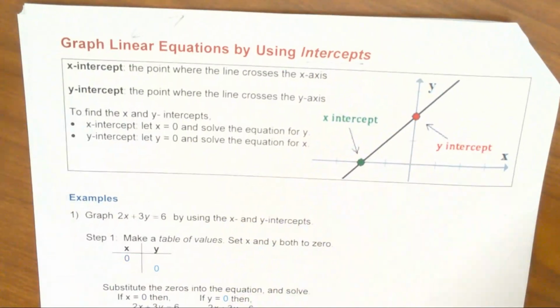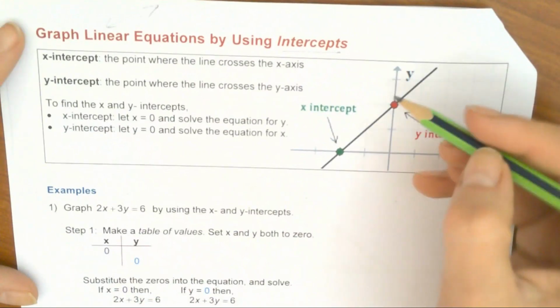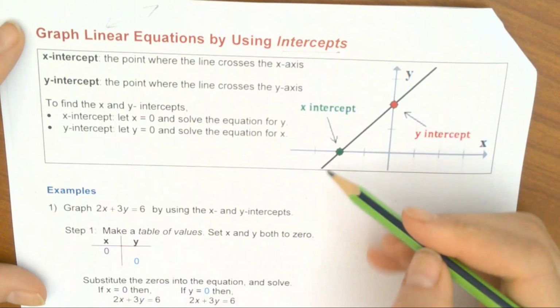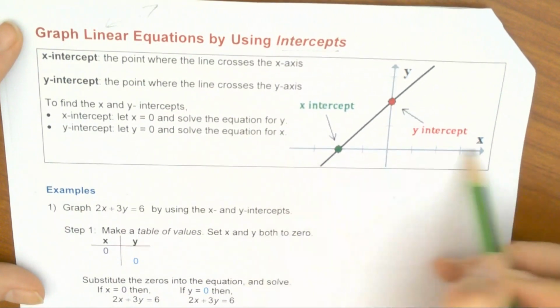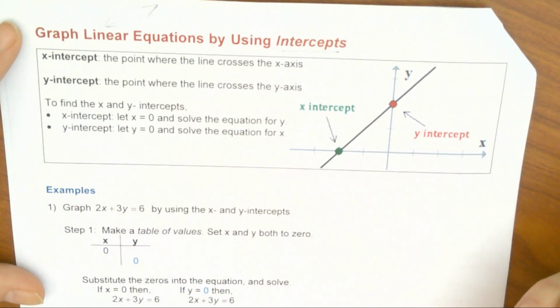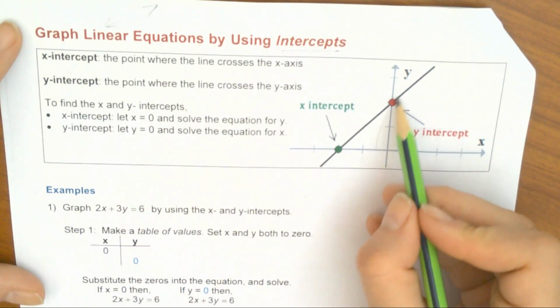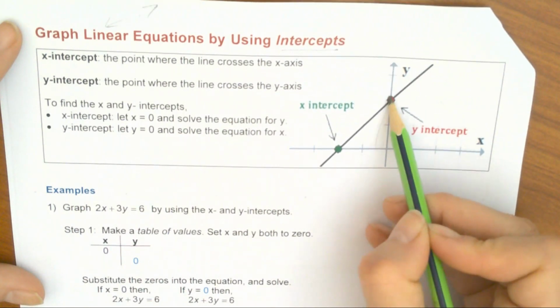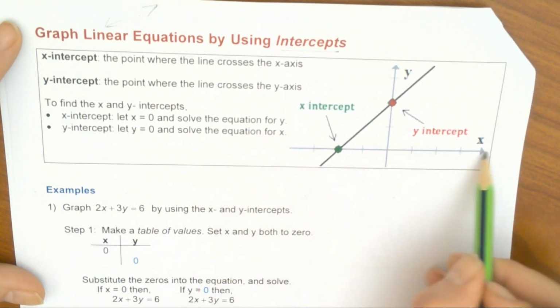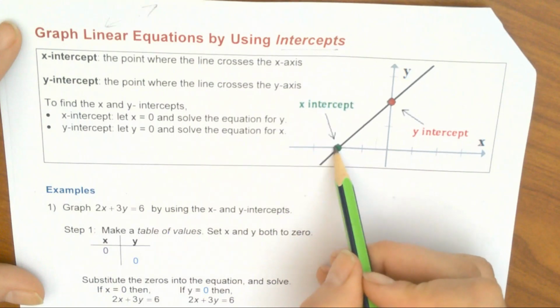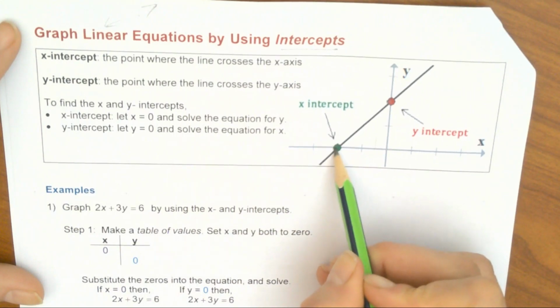So what is an intercept? If I have my graph and I have a line, the place where the line touches these axes are called the intercepts. Here, the line touches the y-axis, so we call it the y-intercept. And here's my x-axis. The line touches the x-axis here, so it's called the x-intercept.